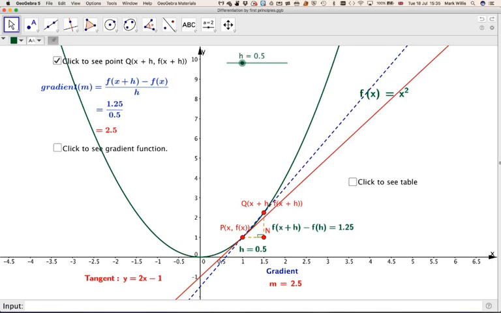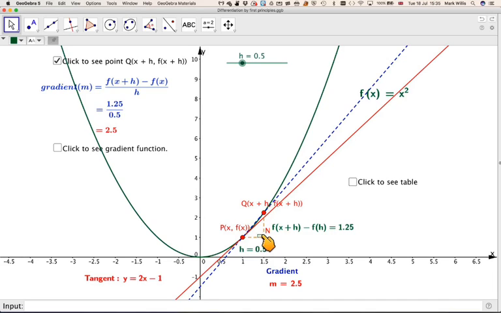It's a little bit fiddly. There we go. Okay, so we're looking down here. We can see this distance is now 1.25, and this distance here is 0.5. So this coordinate will be 1.5, 1.5 squared.